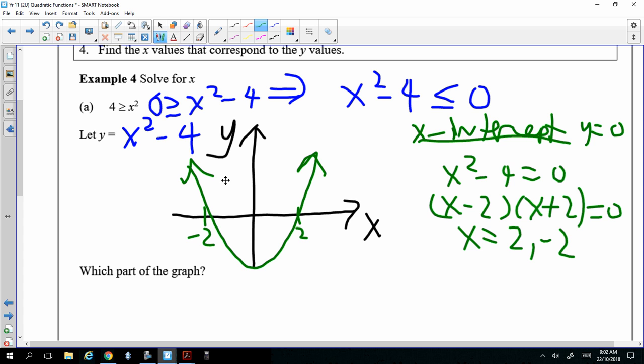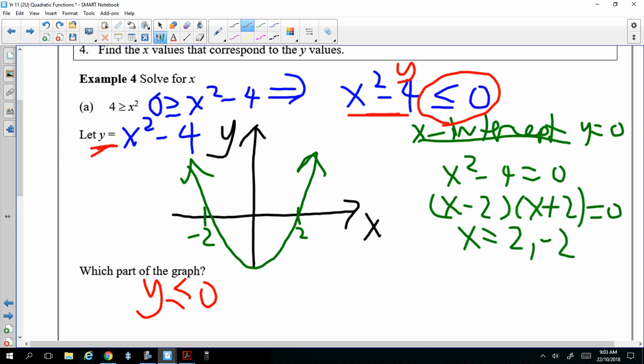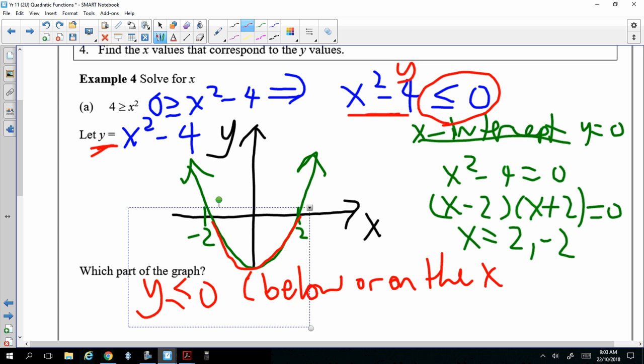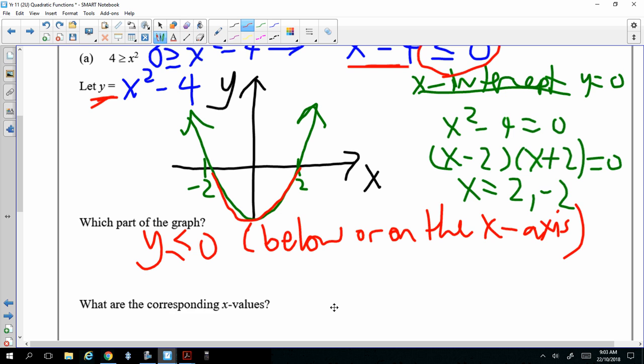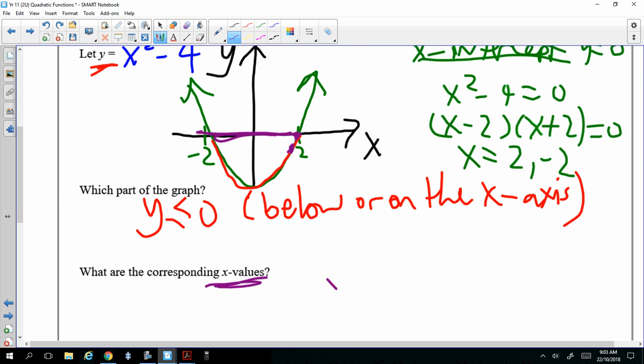And once you drew the parabola, then we'll look at the inequality, say less than 0. That means y, being that thing, has to be less than 0. And where is it less than 0? Over here. Below or on the x-axis. Right? And you find the x values. So what are the x values? X values will be here, and here. These are the x values, right? Between 2 and -2. Does that make sense? Okay?